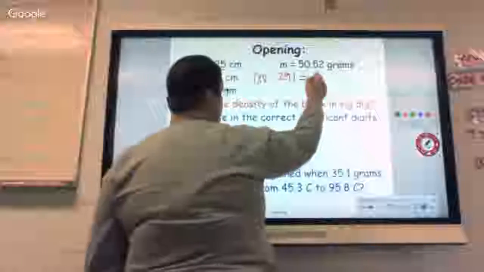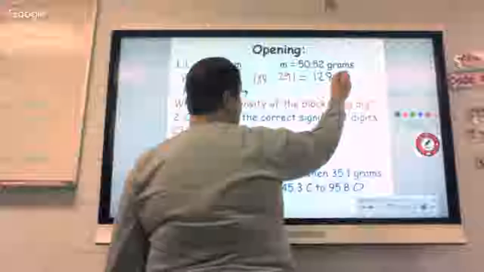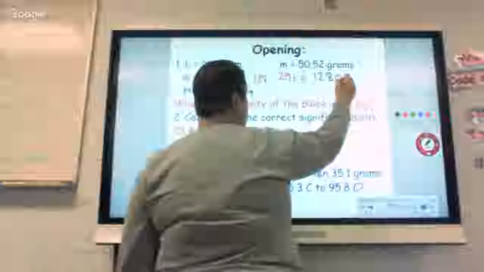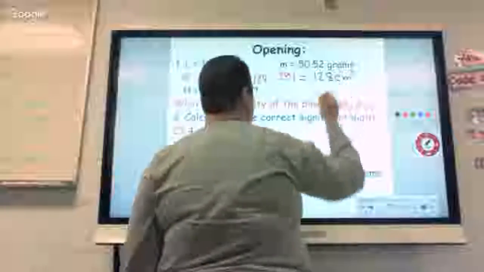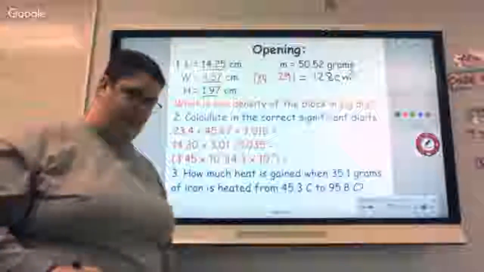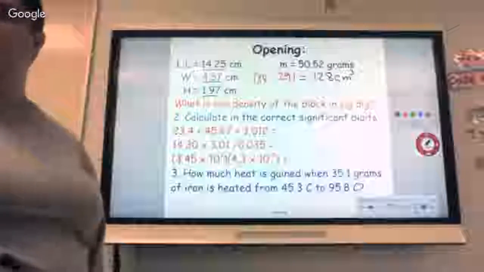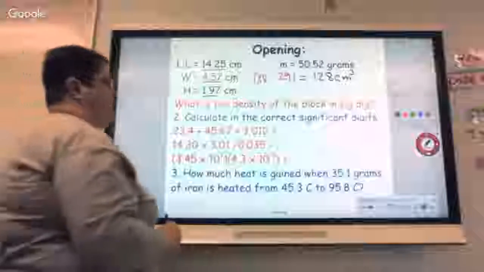So 128, and what unit goes on it? Centimeters cubed. A couple people asked me if they can write milliliters. Can they write milliliters? Yeah, centimeters cubed and milliliters are the same, so I figured that wasn't an issue.